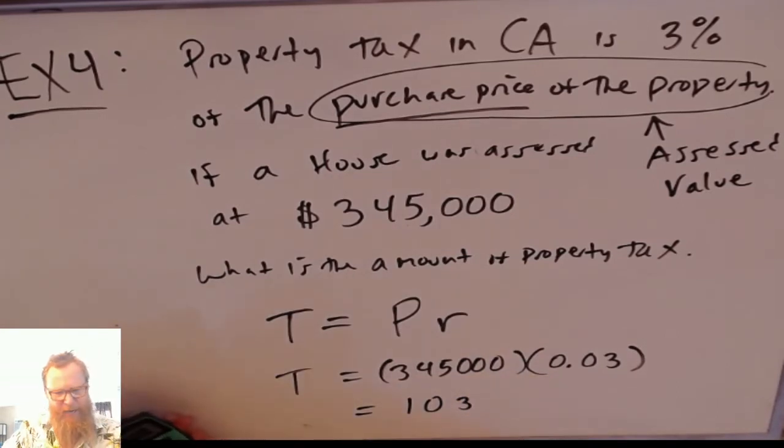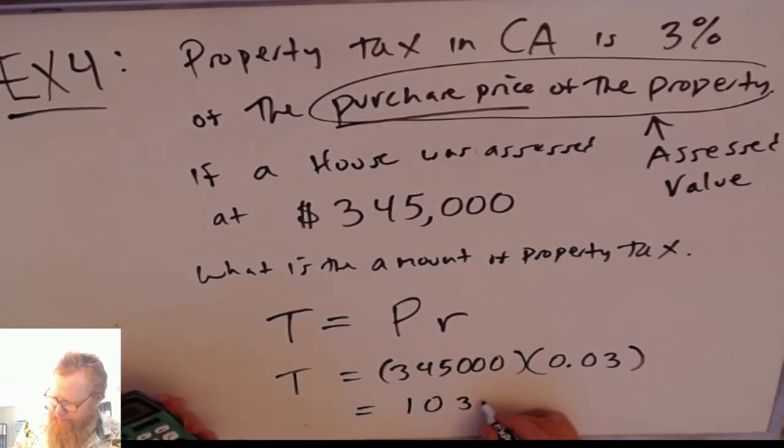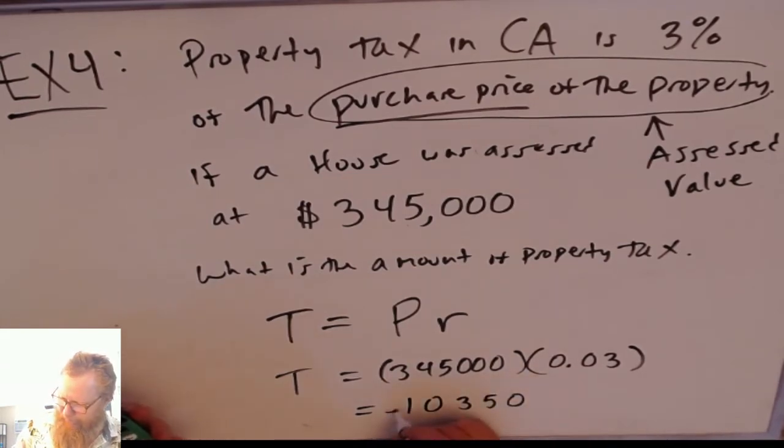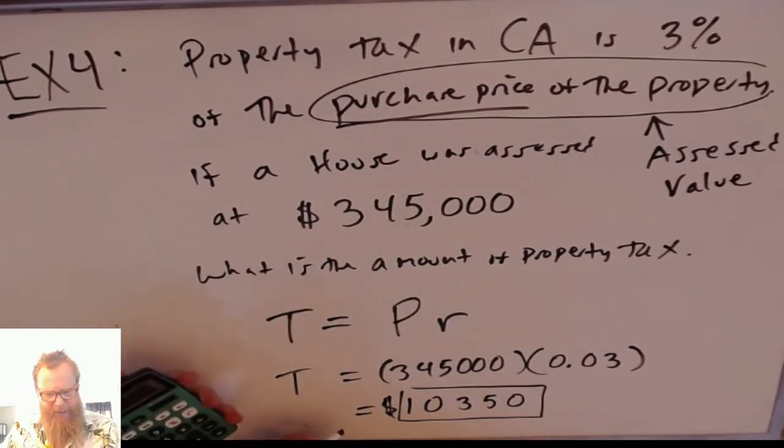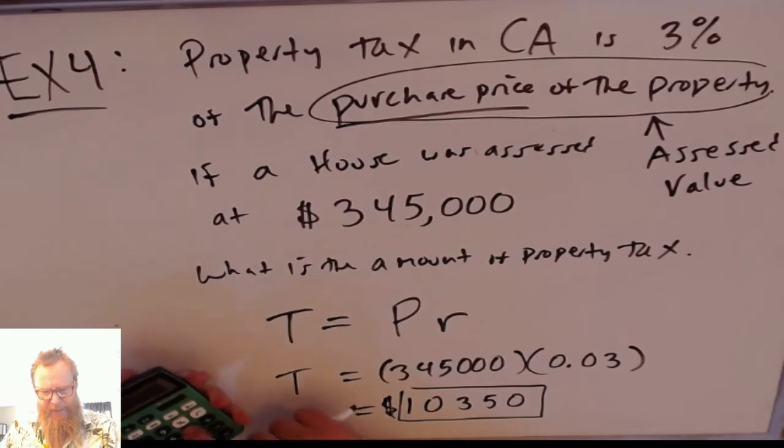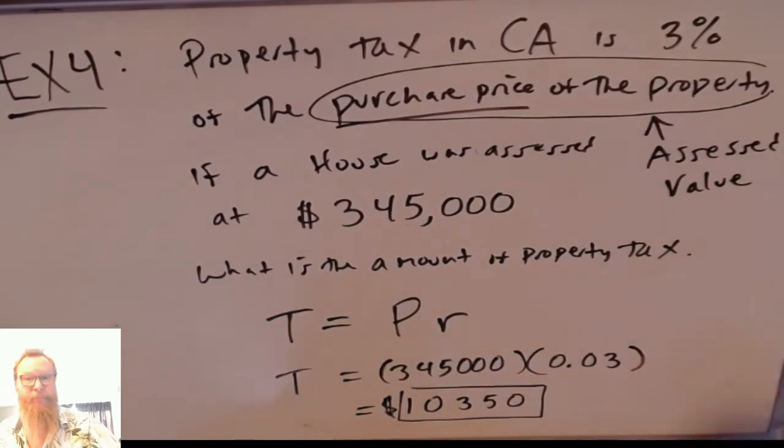That seems a little high, but yeah, 10,350. I will double check that, but it seems about right. 345,000 times 0.03. Yep, that's right. That's your property tax bill.